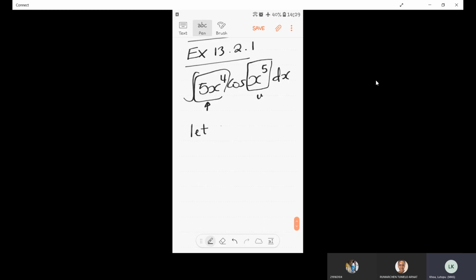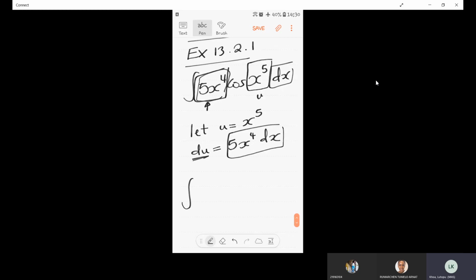So I say let u equal to x to the power of 5, then du is equal to 5x to the power of 4, and then I put dx over there. So this 5x^4 dx is going to be replaced by just du, and then I will be left with cos of u. So the integral of cos of u du, we know how to integrate this.